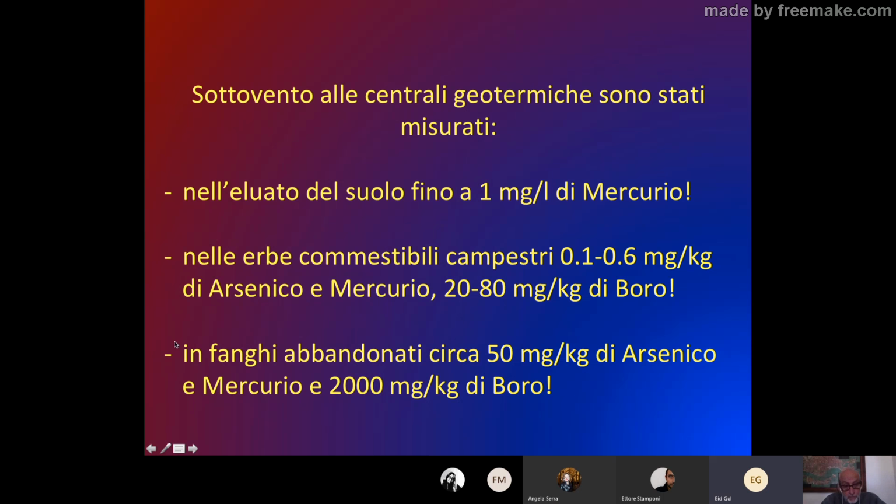Now, mud that has been abandoned around the power plants can get up to 50 milligrams per kilogram of arsenic and mercury. If you eat it, you die. That simply means that. Or 2,000 milligrams per kilogram, which means 2 grams per kilogram, of boron.